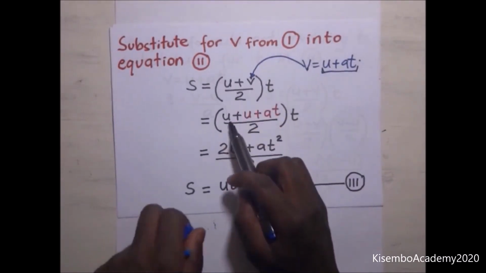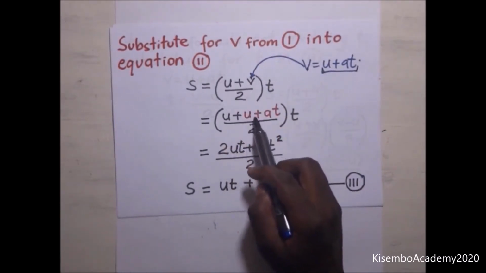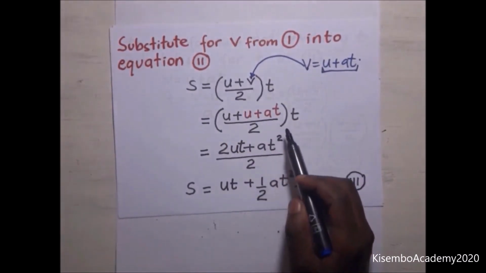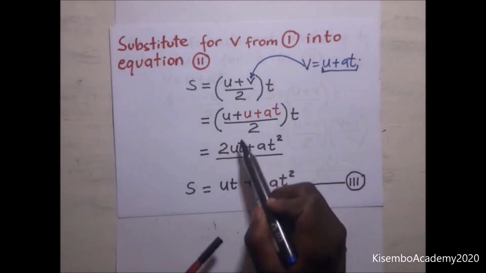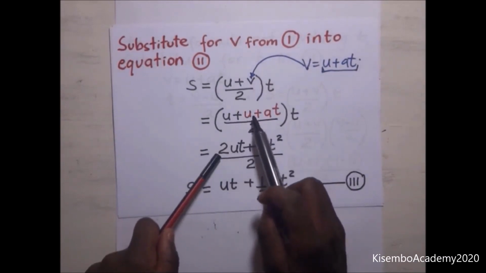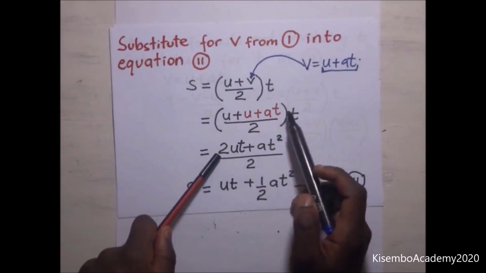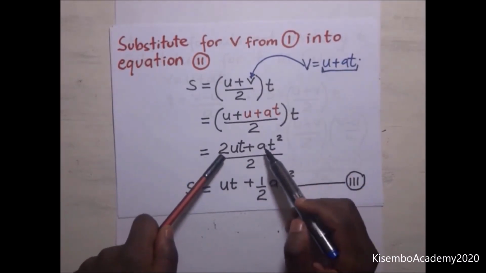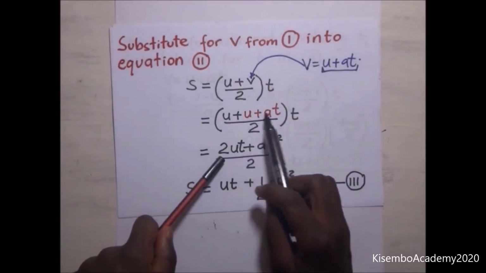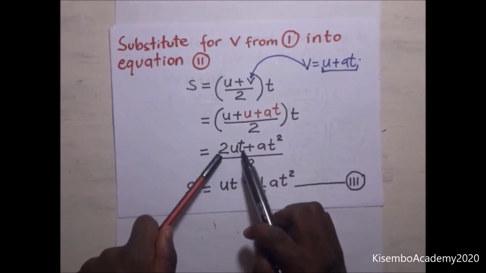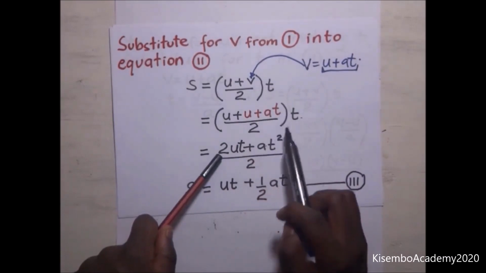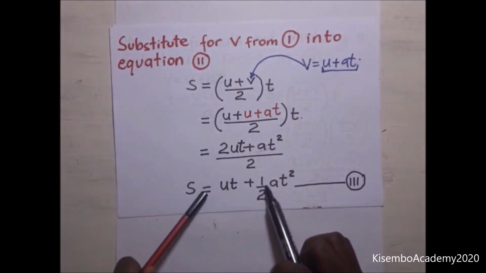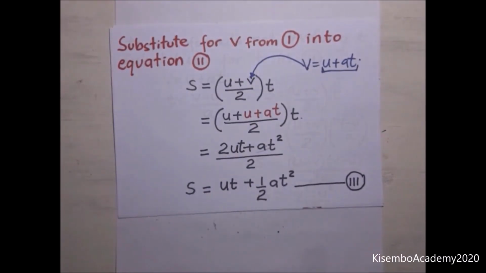When we substitute it, u plus at is what we put here. So it's going to be u plus v, which is u plus at, divided by 2, times time. From there we end up with u plus u is 2u, plus at. When you multiply this by time, it becomes 2ut, and then at times time becomes at squared, all divided by 2. And that's how we end up with our third equation of motion.